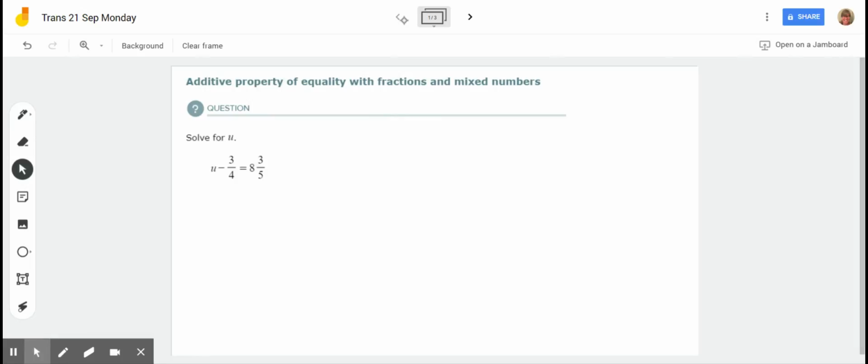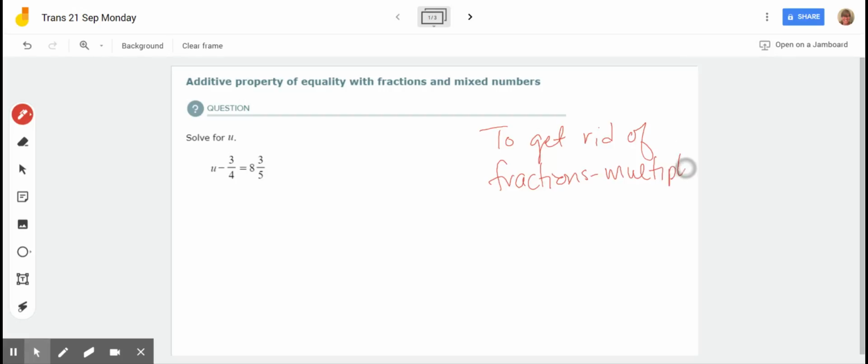Okay, there's one thing I want you to remember, and that is if you hate fractions, to get rid of fractions, there is an awesome little trick. It is multiply by the LCD, least common denominator. Seriously, you can get rid of them and then you don't have to deal with them anymore. So this is how you're going to do this.